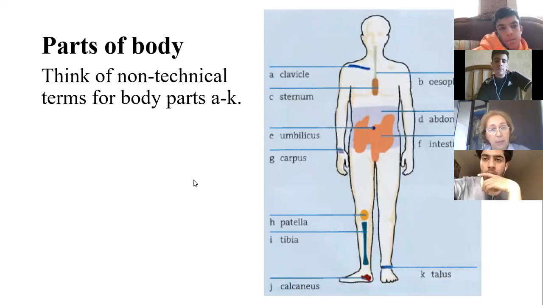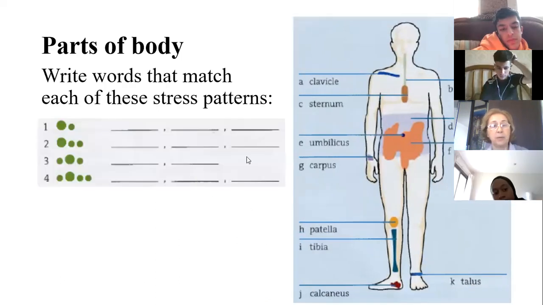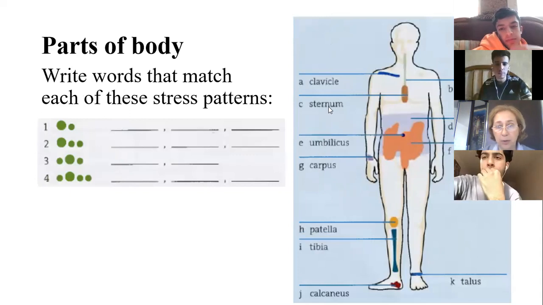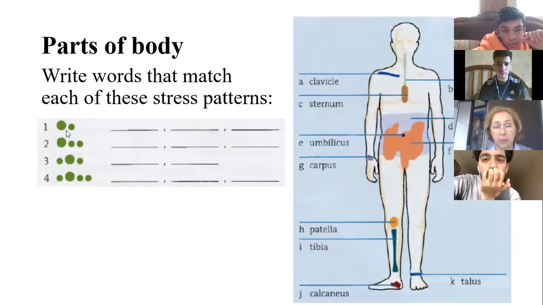So we've revised some medical and common names, and now let us focus on pronunciation. I would like you to write all these technical terms given on the diagram into four groups. The first group, you should write the words that consist of 2 syllables, for example, talus. The first syllable should be stressed. The bigger circle stands for the stressed syllable. You should write 3 words there.